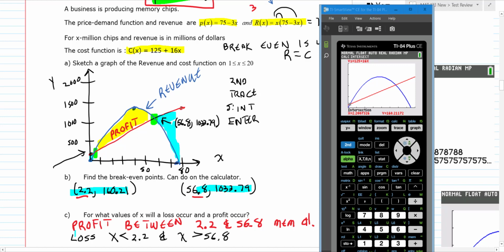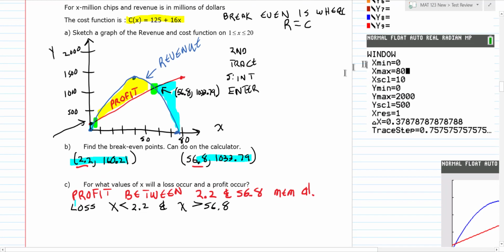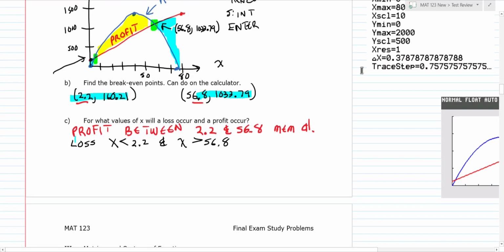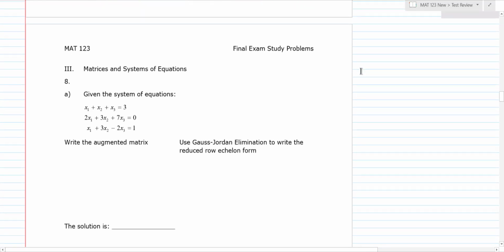What loss means is the cost is bigger than the revenue. So you want to study the difference between those two. That's a technology problem primarily. Pause anytime you need to on these.